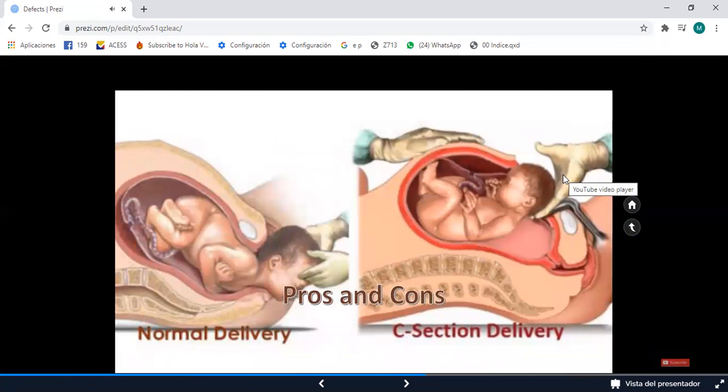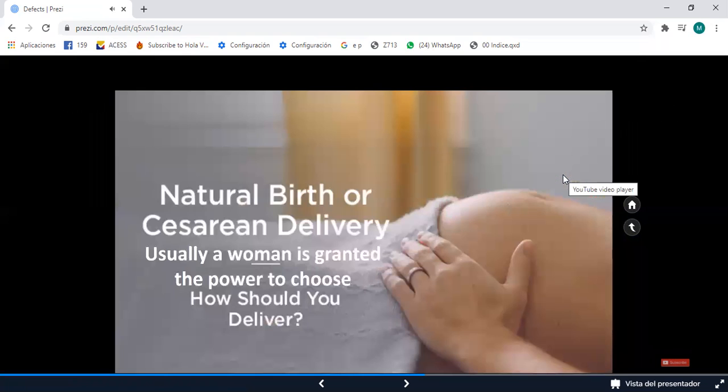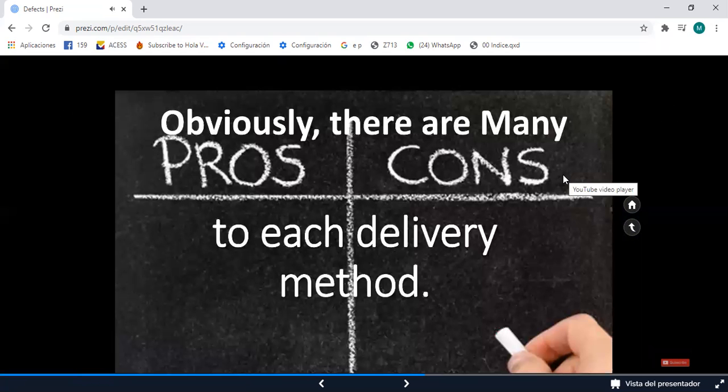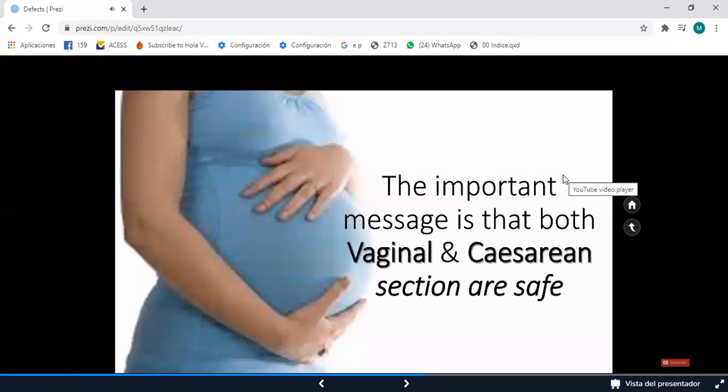Pros and cons of natural birth and cesarean section. Usually a woman is granted the power to choose how she wants to deliver her baby, whether she opts for a surgical procedure over a natural birth, or vice versa. Obviously, there are many pros and cons to each delivery method. The important message is that both vaginal and cesarean section are safe.